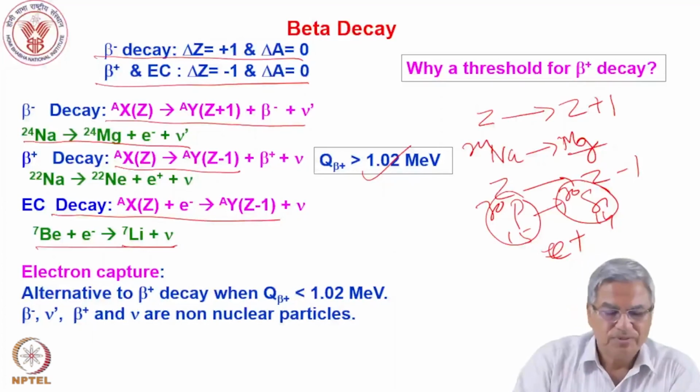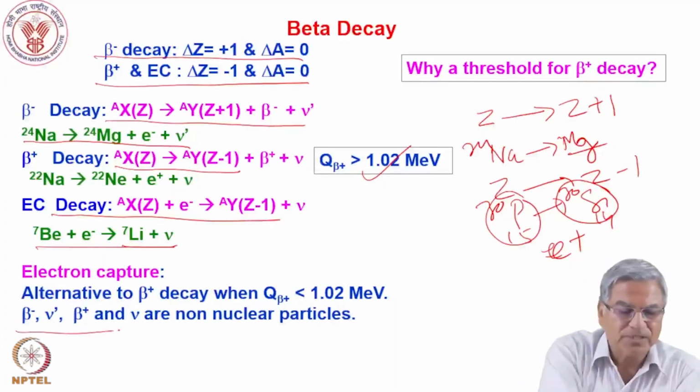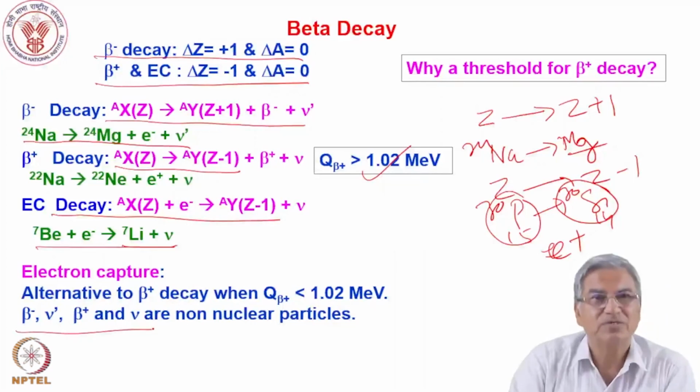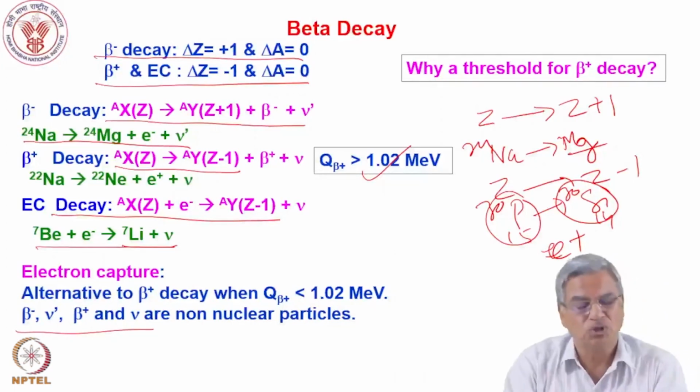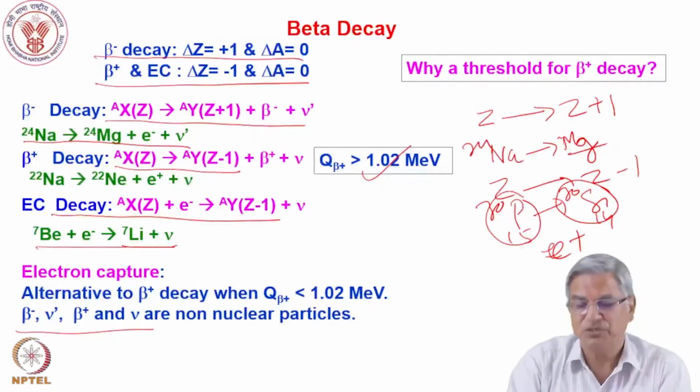So these are the particles that are emitted in beta decay: an electron or positron, and also the neutrino and antineutrino.